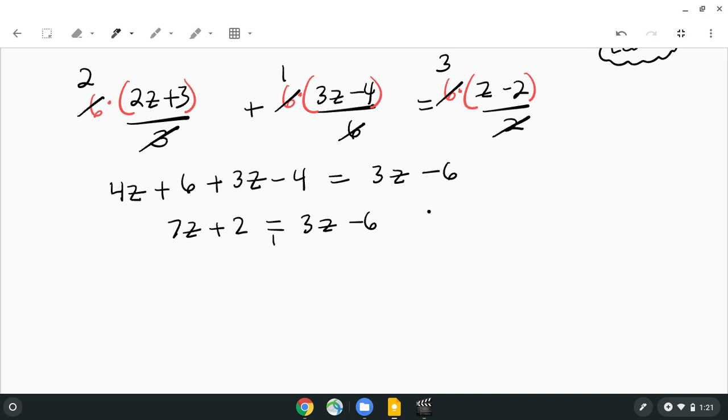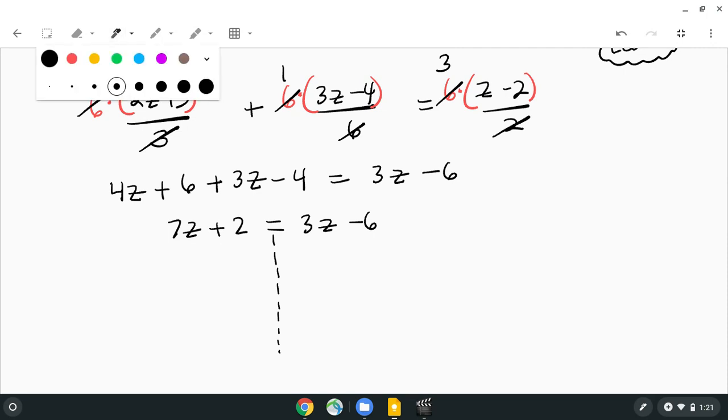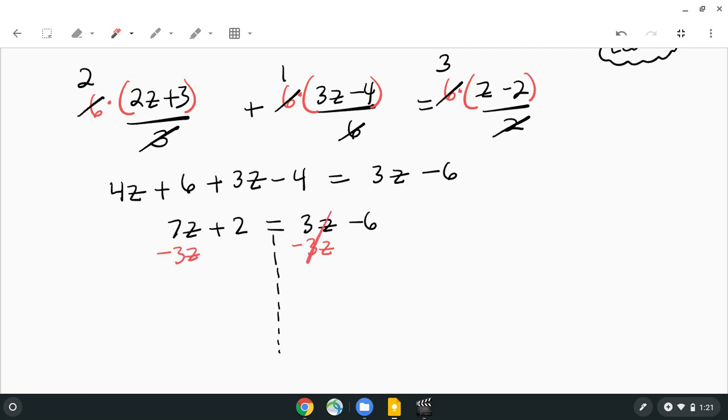Okay, so now I can start my solving. And we can see here that we have a z on both sides. So I need to cancel one of these. Again, it doesn't matter which one. So I'm going to choose to subtract 3z. You don't have to. You can choose to subtract 7z. It's up to you. So these cancel. Okay, so I get 4z plus 2 equals -6.